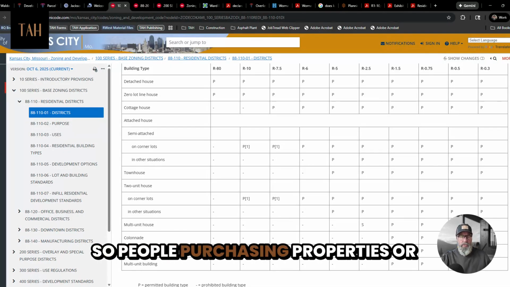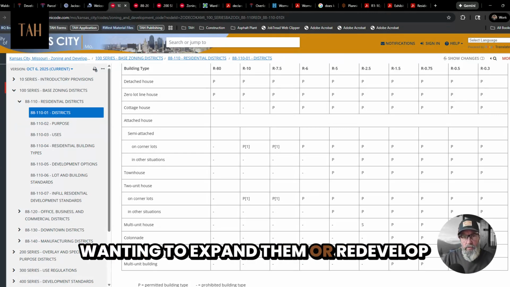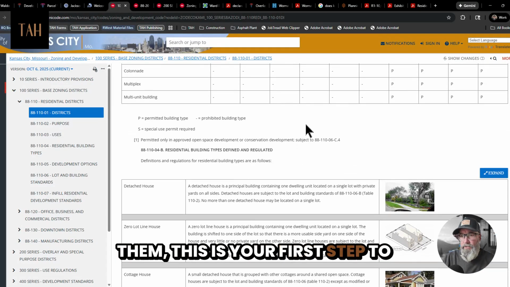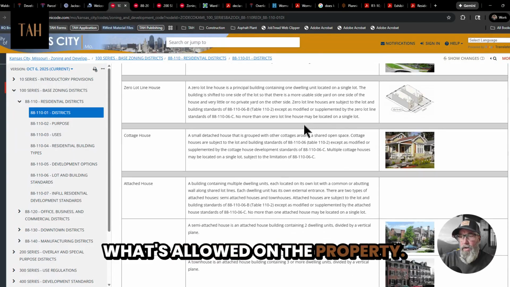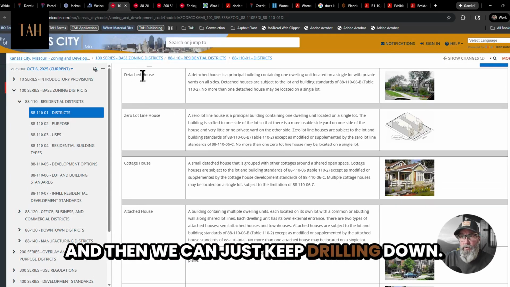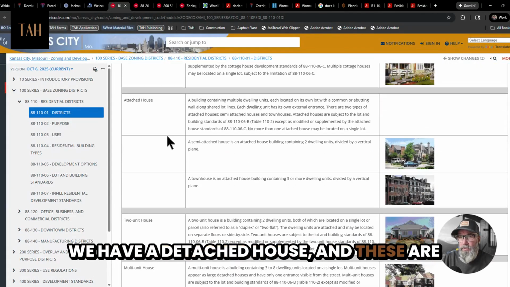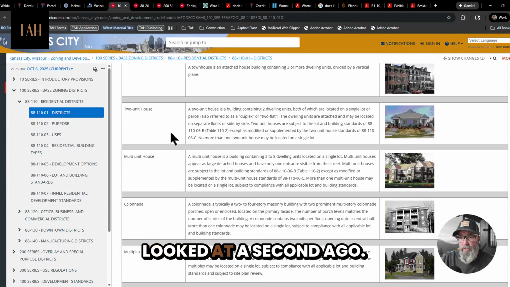So for people purchasing properties or wanting to expand them or redevelop them, this is your first step to understand what's allowed on the property. And then we can just keep drilling down. We have a detached house, and these are all the classifications that we just looked at a second ago.